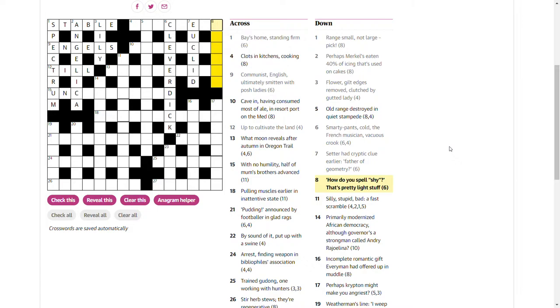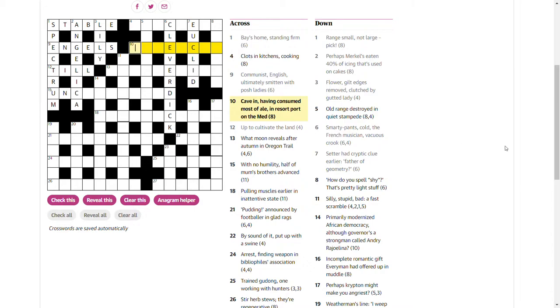How do you spell shy? That's pretty light stuff. I was thinking like helium, but maybe not. That's like the lightest thing. How do you spell shy? So like S-H-Y. Any ideas? I might have to come back to that one.